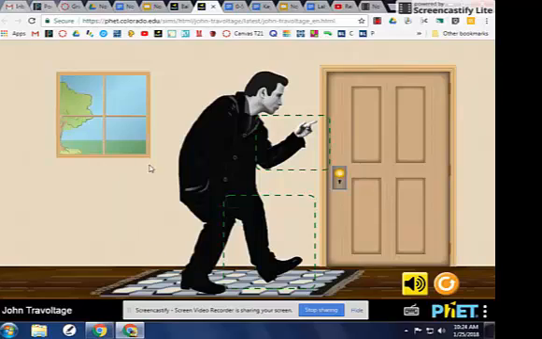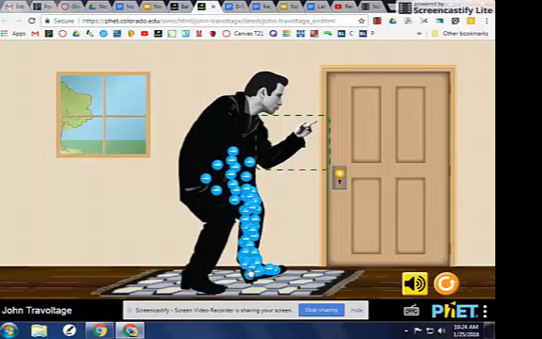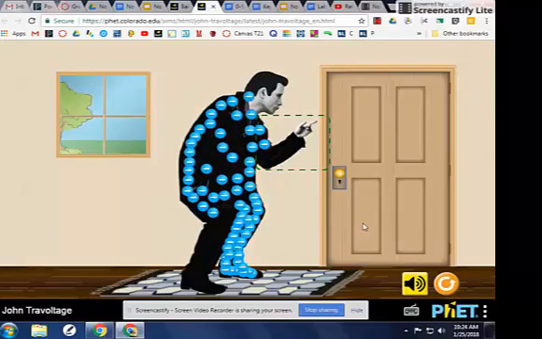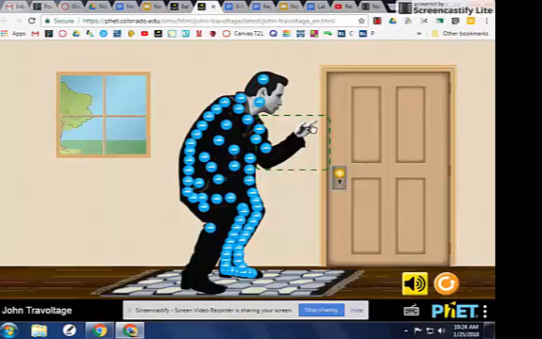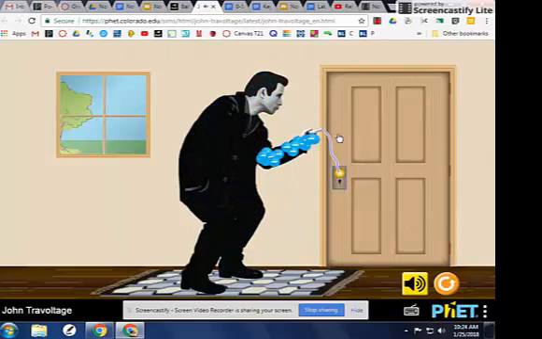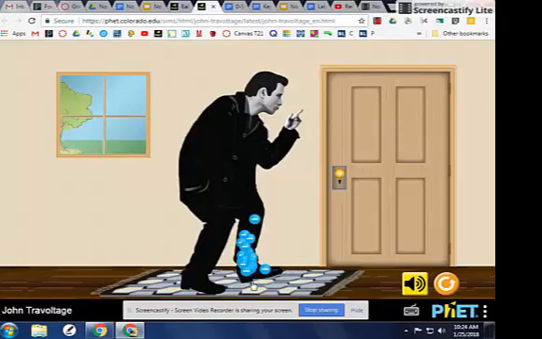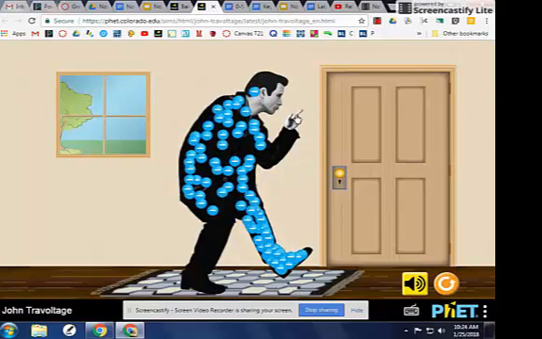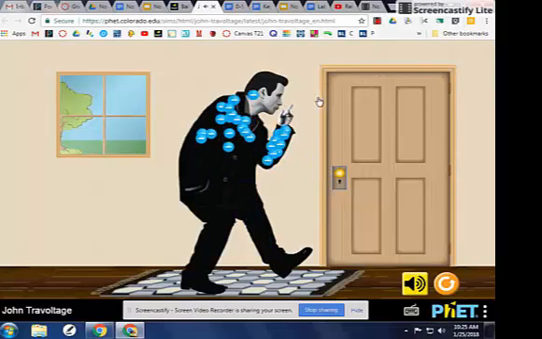Here we can use John Travoltage. We can charge him. You maybe have done this at home before, walking across a carpet with your feet. As you're doing that, you're charging yourself by friction. Okay, so now John Travoltage is charged. Now we're going to charge the door by conduction. As he touches the door, we see that he conducts electricity and charges the door. So we charge by friction, by rubbing our foot across the ground, and then charge the door by conduction, by touching it.